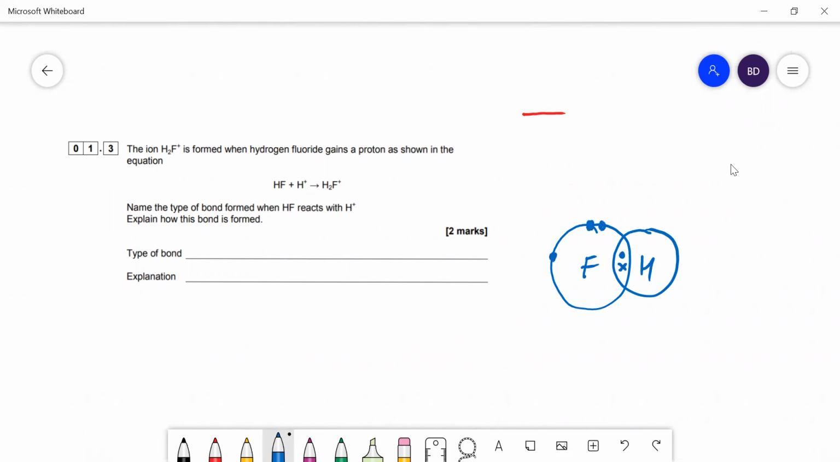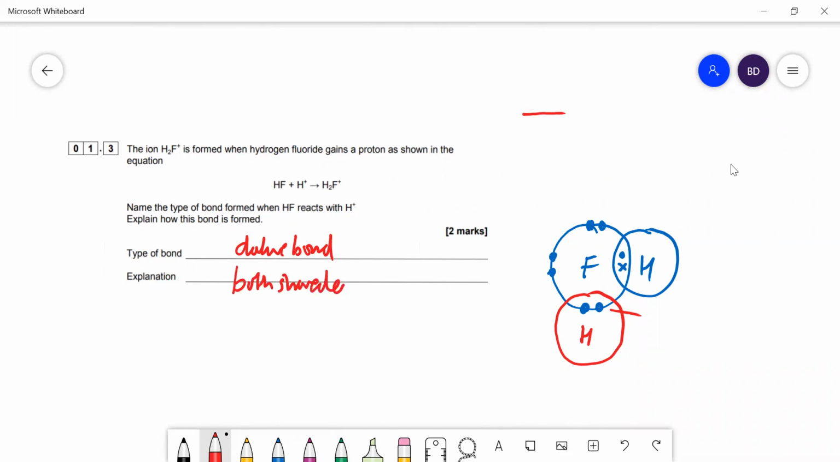Fluorine has got 7 electrons in its outer shell, so it's got 3 lone pairs as well as that bonding pair. And it can form a dative bond to an H plus ion. So this hydrogen, the red one, has come without any electrons. Both of the electrons in the covalent bond are provided by the fluorine. It's a dative bond. All you need to say for that is both shared electrons come from the fluorine atom, whereas usually in a normal covalent bond, 1 electron comes from one atom, 1 from the other.